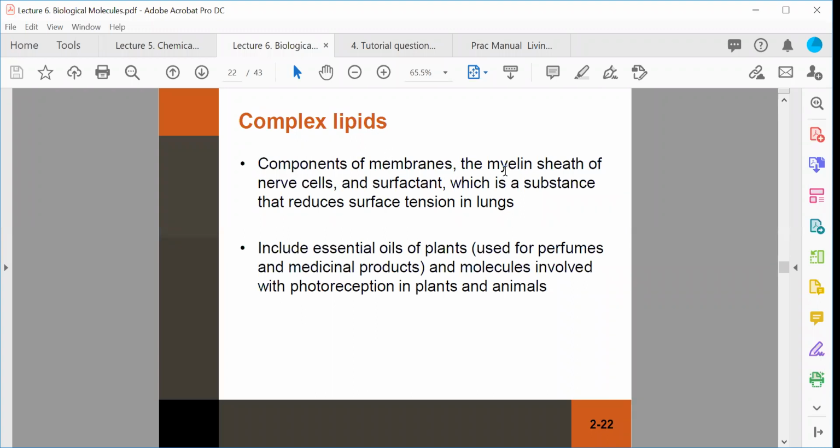Complex lipids are also found in this covering of nerve cells in animals called the myelin sheath. Complex lipids also contribute to what's called surfactant, and this is a substance that reduces surface tension in the lungs of an animal. Very important to keep lungs functioning. All right, complex lipids also include essential oils of plants and also molecules involved with photoreception.